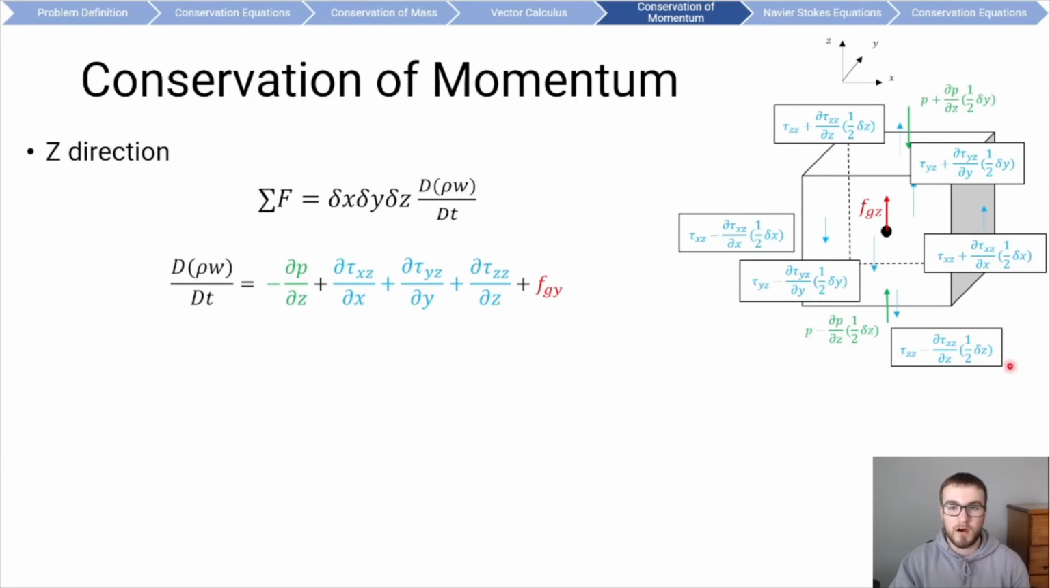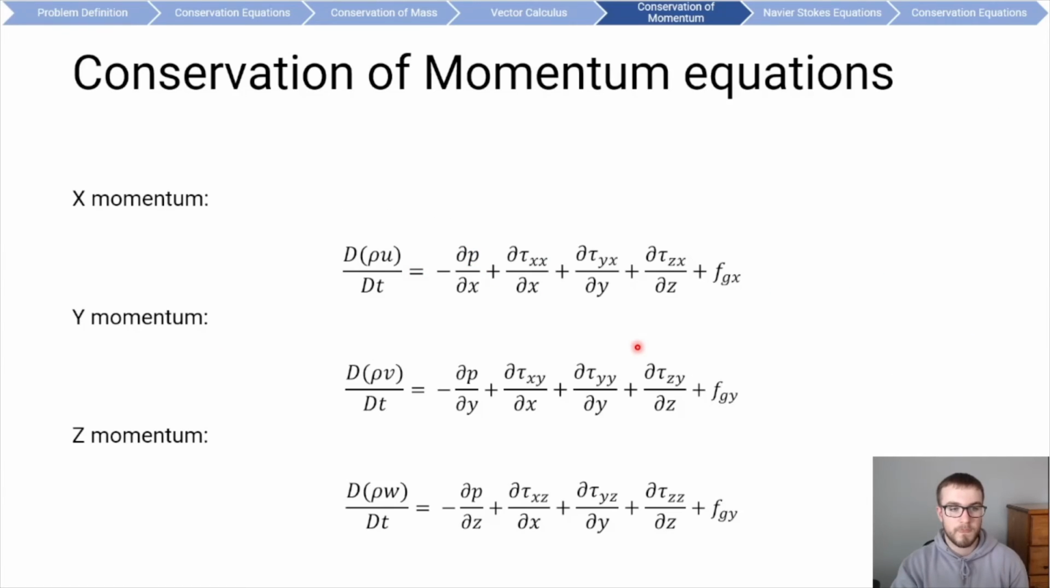I have indicated all of the force terms here, so you can go through the same process of simply summing up all the forces and letting it equal the rate of change of momentum, cancelling out some terms and doing some factorizations, and you should end up with this expression here for the conservation of momentum in the z direction. So here's the final general form of the conservation of momentum equations for our fluid element.